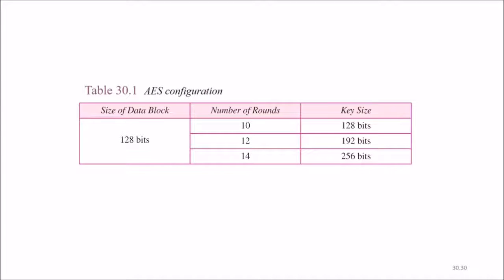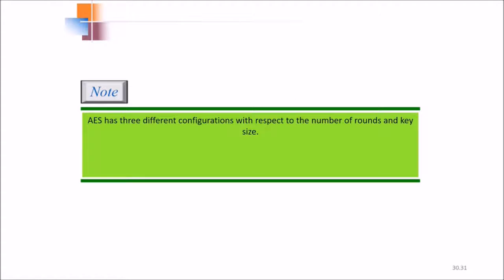What about AES, that is Advanced Encryption Standard? This algorithm, AES, was developed by two Belgian cryptographers, Daemen and Rijmen. AES was designed to be efficient in both hardware and software. It supports a block length of 128 bits and key lengths of 128, 192 and 256 bits. As you can see here, this is the size of the data block, 128 bits. These are the number of rounds and key sizes. So AES has three different configurations with respect to the number of rounds and key size, as we have just seen.